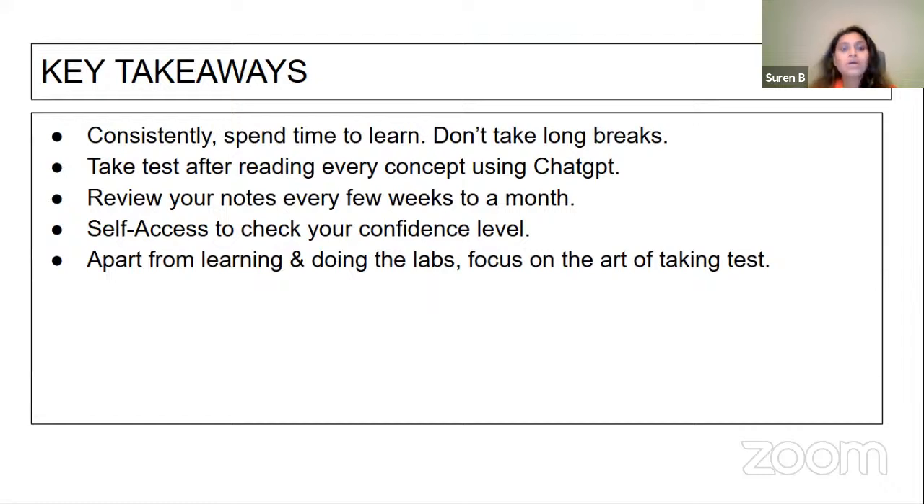That also helped. So apart from just learning and doing the labs, focus on taking the test, because taking tests is really helping to pass. Learning may help you do the job, but for taking the test, if you keep practicing by taking some practice tests, it's going to help you clear the examination. So that is all I had.